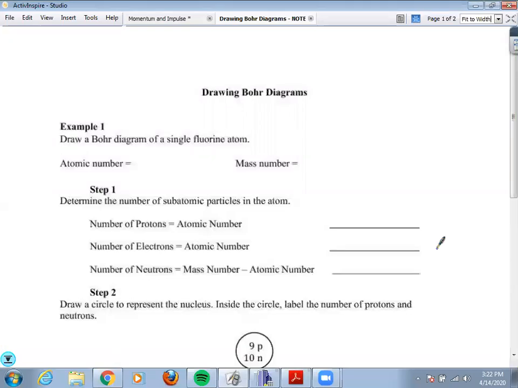All right, in today's lesson, you are going to be learning how to draw Bohr diagrams. So the Bohr model is a specific type of model that shows all three types of subatomic particles. It shows how the neutrons and protons are located in the nucleus of the atom and how the electrons are arranged in orbits surrounding the nucleus.